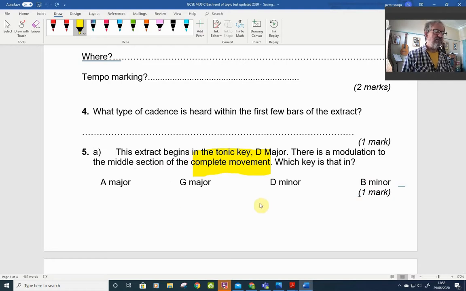For some reason it won't let me undo that now. Okay.